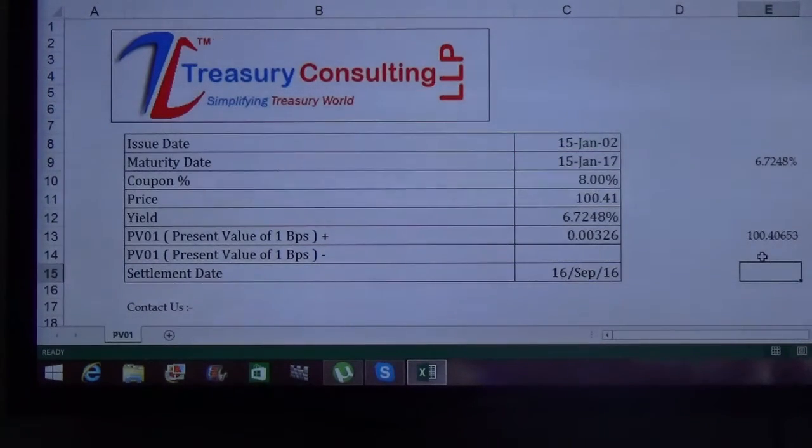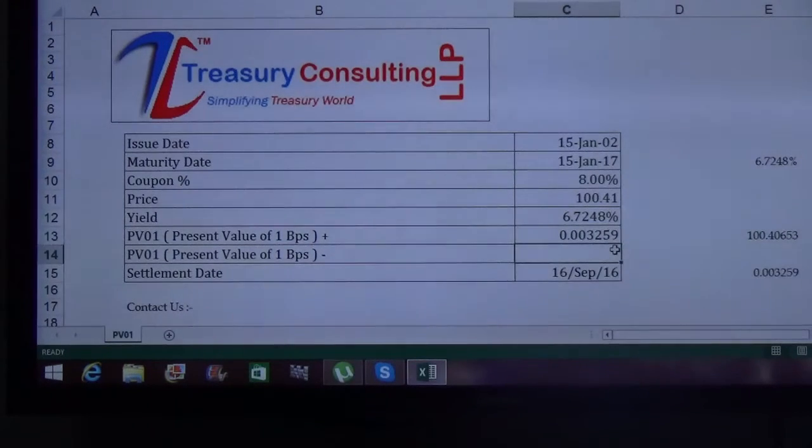Now what is the impact? Very simple. If you increase the yield, price will come down. So this minus this, we just increase this number, you will get 32659. Now you can correct that. This number is tallying with this number.